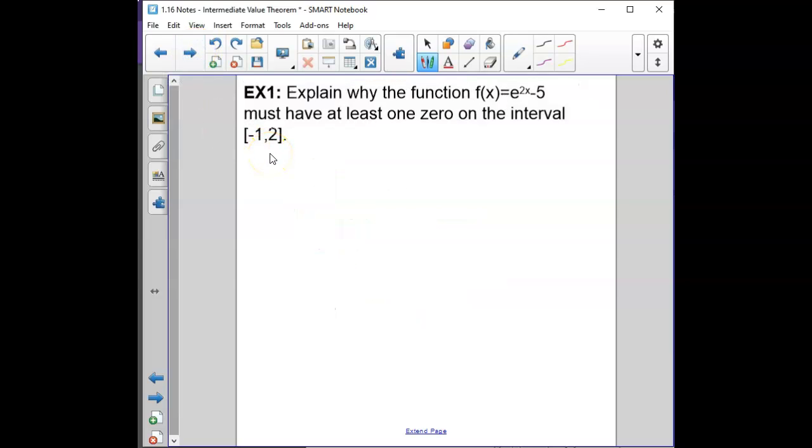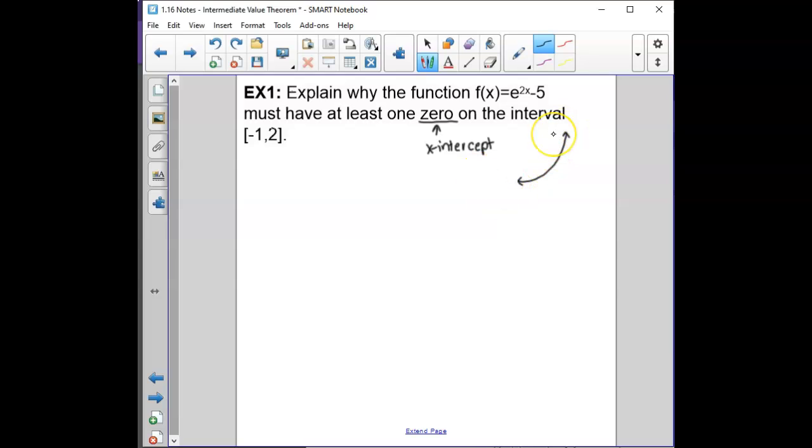Okay? Explain why the function f of x equals e to the 2x minus 5 must have at least one zero on the interval from -1 to 2. And so right here, let's remind ourselves really quickly what a zero is. That is our x-intercept. And let's also think about the function that we're talking about. e to the 2x minus 5 is an exponential function. Exponential functions just look something like this right here.